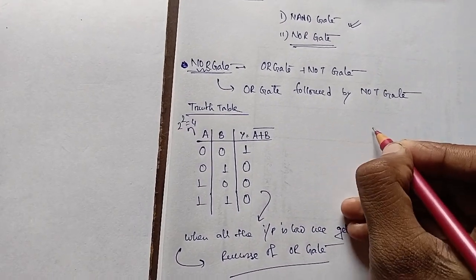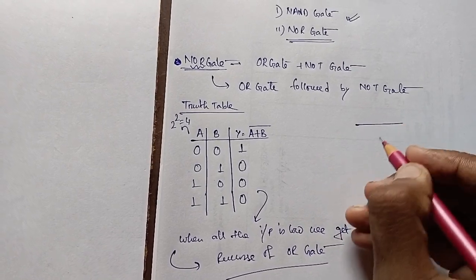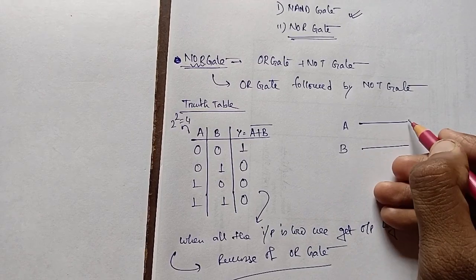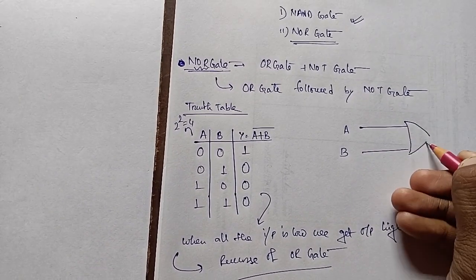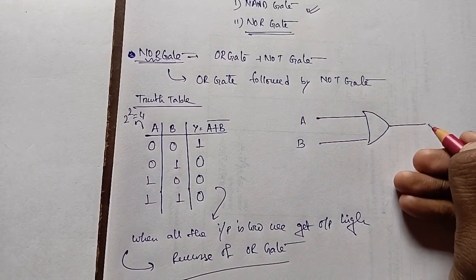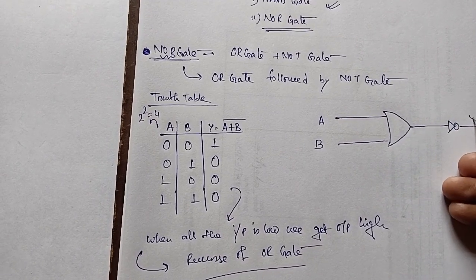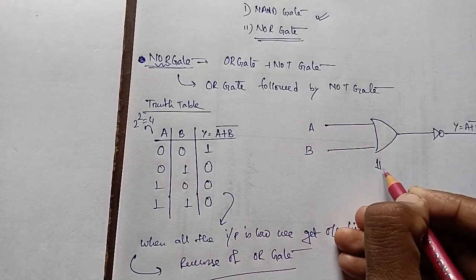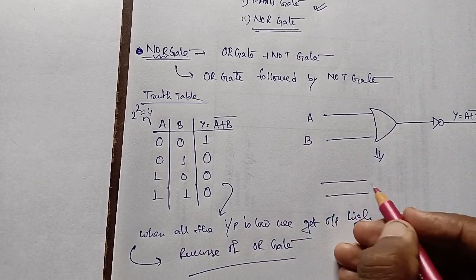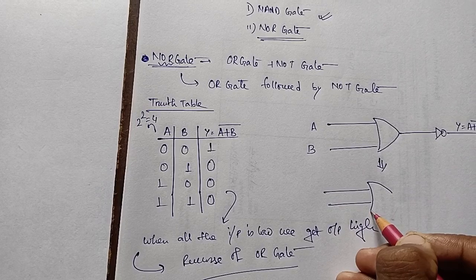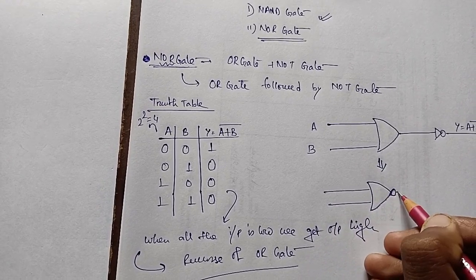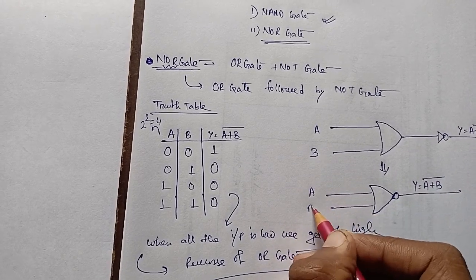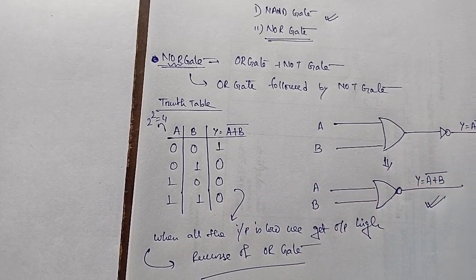The basic circuit diagram of the NOR gate: if A and B are the inputs, we have an OR gate followed by a NOT gate. So Y is equal to (A + B) bar. In the simplest form, A and B are the inputs to the OR gate, and if we add a bubble at the output, we get the NOR gate, (A + B) bar. This is the minimized form of the NOR gate.